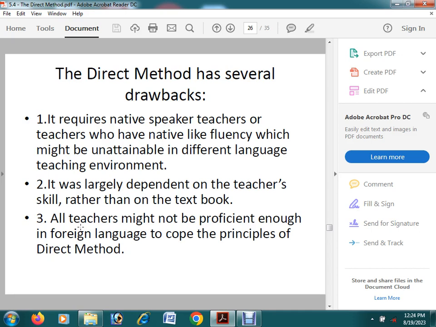Okay, as soon as we will be getting the design methods and everything in case of direct method, all of you or all of us, we have become fan of direct methods, isn't it? But it has some drawbacks according to some linguists. It requires native speaker teachers, a spontaneous delivery of the lectures. It cannot be provided by the Bangladeshi speakers. It can be provided by native speaker teachers.